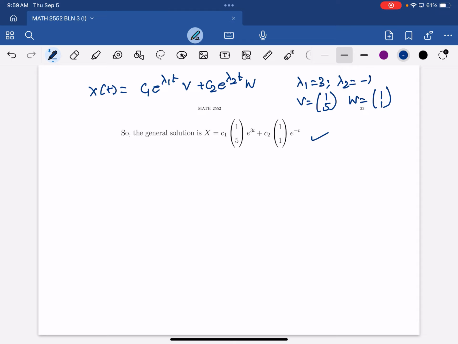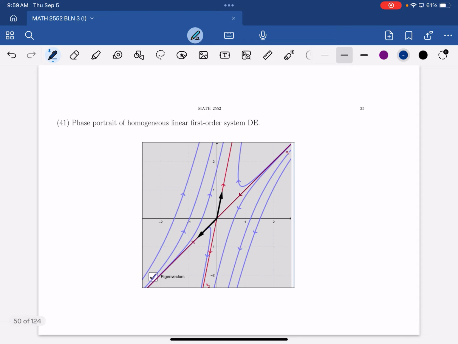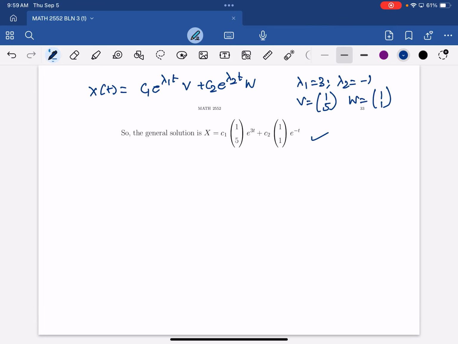Okay, so let's move forward with this one. So what happens as t goes to infinity? As t goes to infinity, you can see that e to the negative t times (1, 1) goes to (0, 0). Do you agree with me on that? It goes to (0, 0). You agree with me on that?